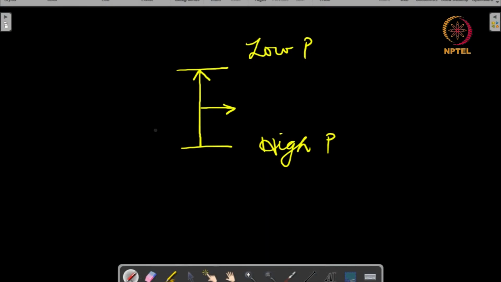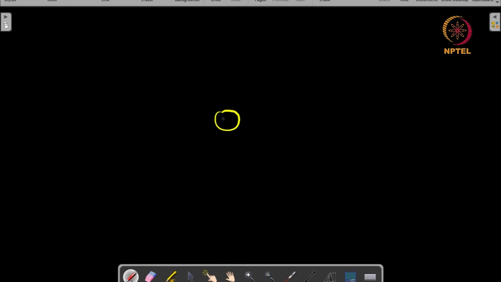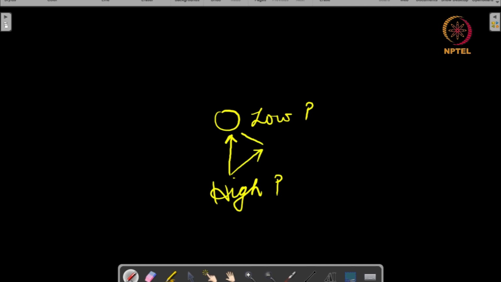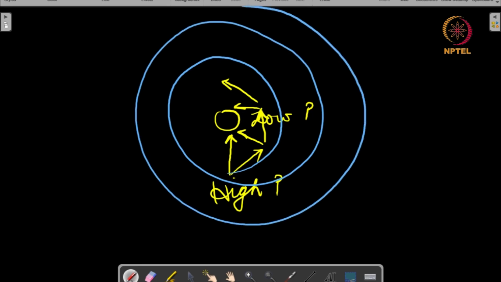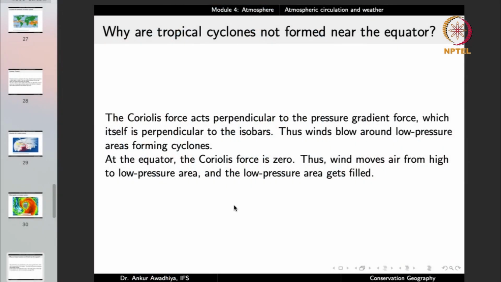So what is happening is that when you have a low pressure area and a surrounding high pressure area, the air which was trying to move towards this low pressure area is turned towards the right. Then it again tries to move here, but it again is turned towards the right. It again tries to move here, it is again deflected to the right. So now the air is moving like this, and so the air is not able to fill up the void.